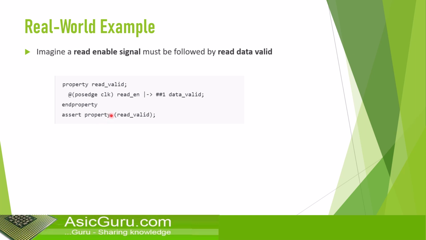Inside that property we have added a condition that on every positive edge of the clock, if read enable is high, then exactly after one clock cycle, data valid must also be high. So assertions like this are not just theory, but they are directly applicable in verification environments at industry level.